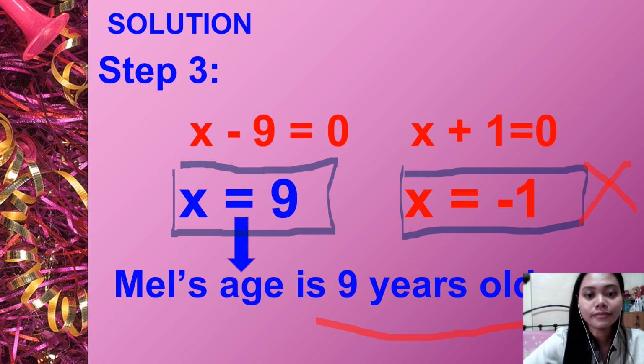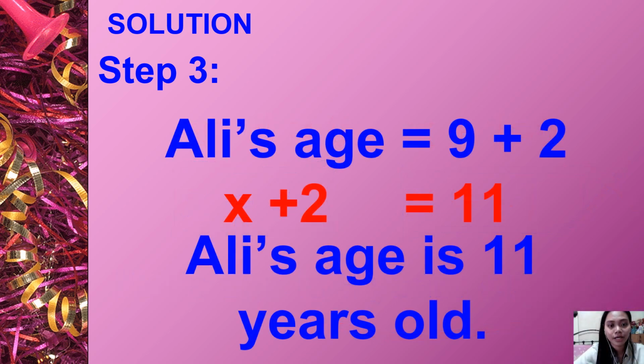While Ali's age, who is 2 years older than Mel, we can add 2. So, therefore, the age of Ali is 11 years old.